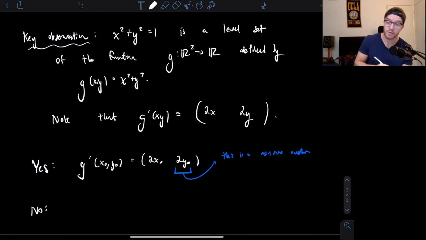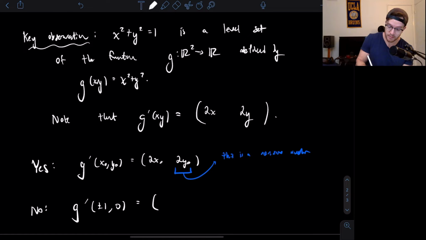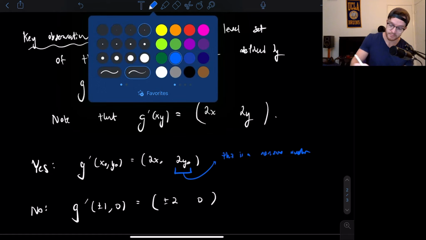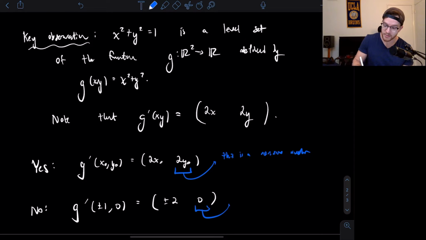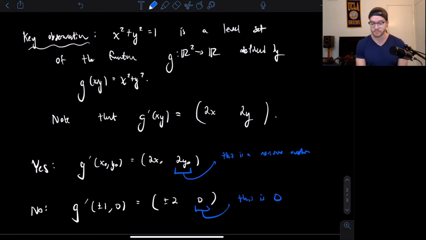The answer was no when y was 0, for example, at the points plus or minus 1 comma 0, in which case the Jacobian at that point is plus or minus 2 and then 0. Here, this number is 0. Okay, so this seems a little silly. Like, what are we doing? Basically, the point in this specific example is we were looking at tangent lines at different points on the circle.